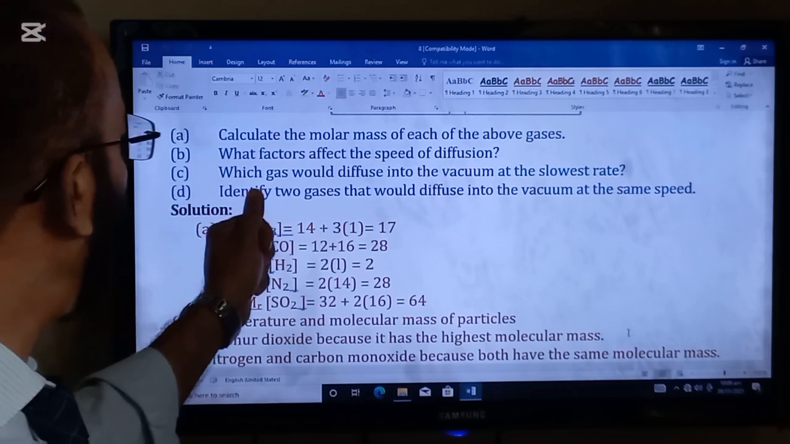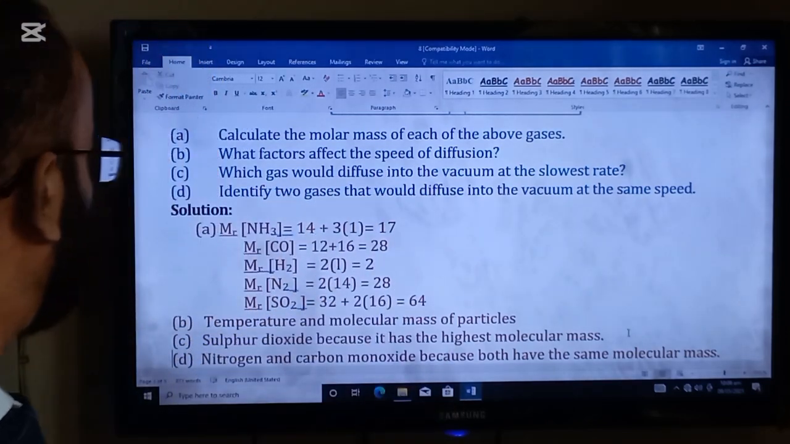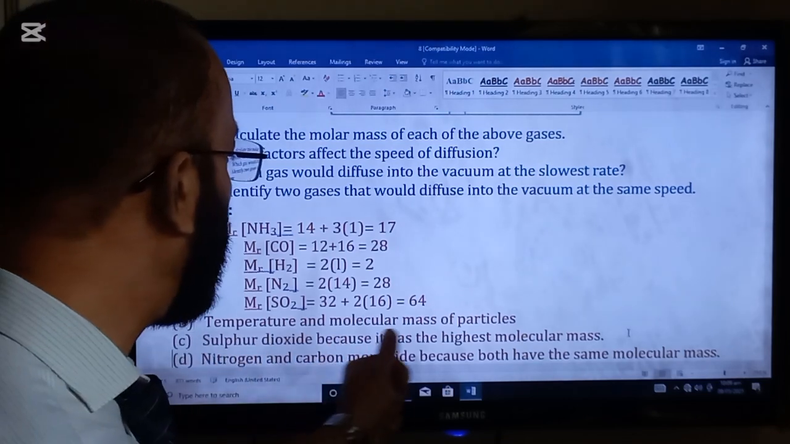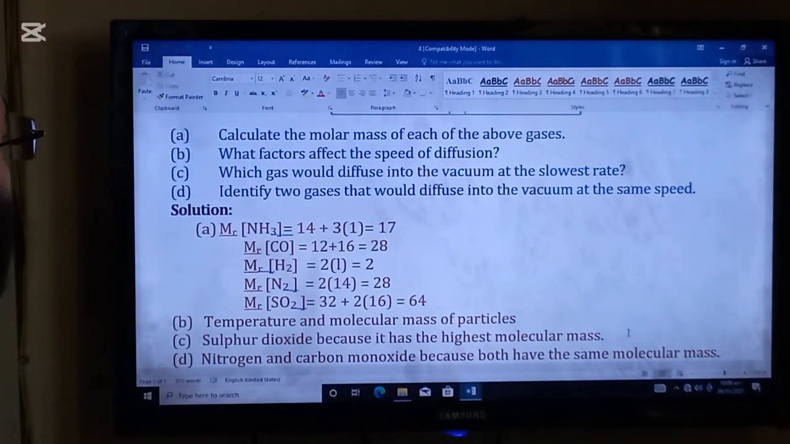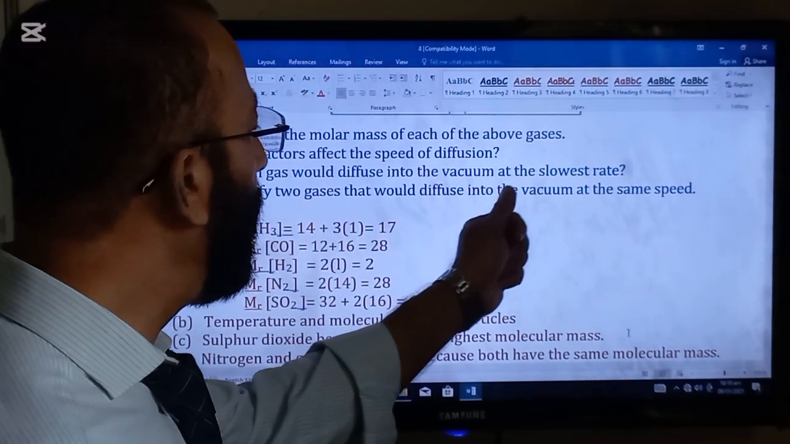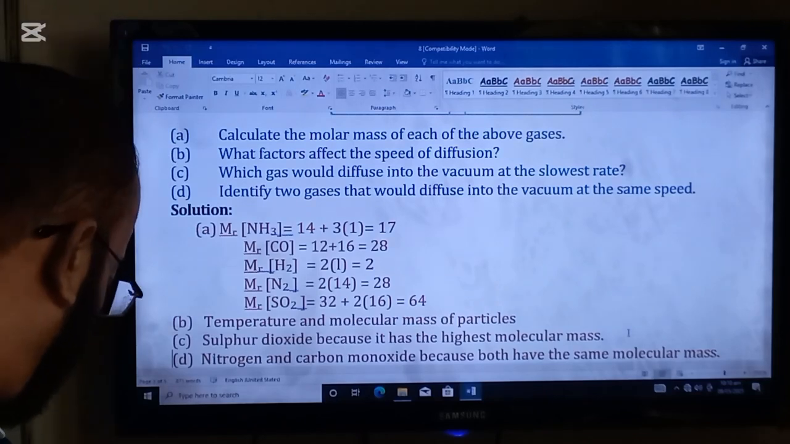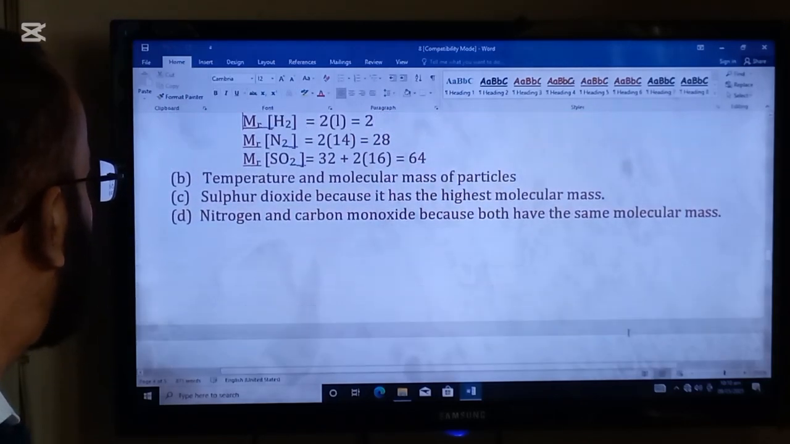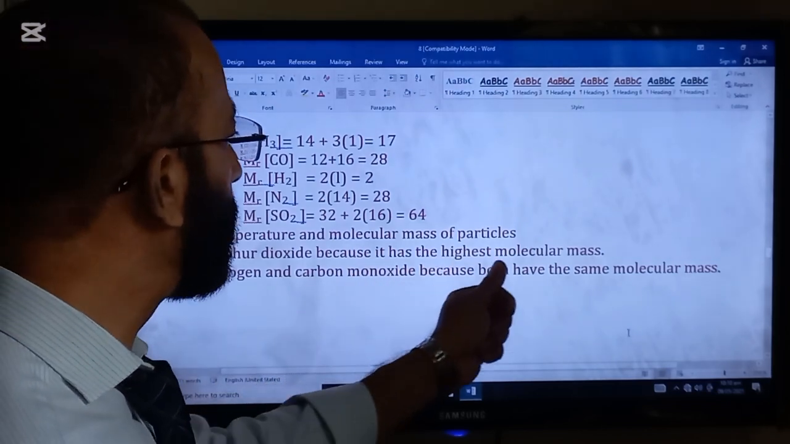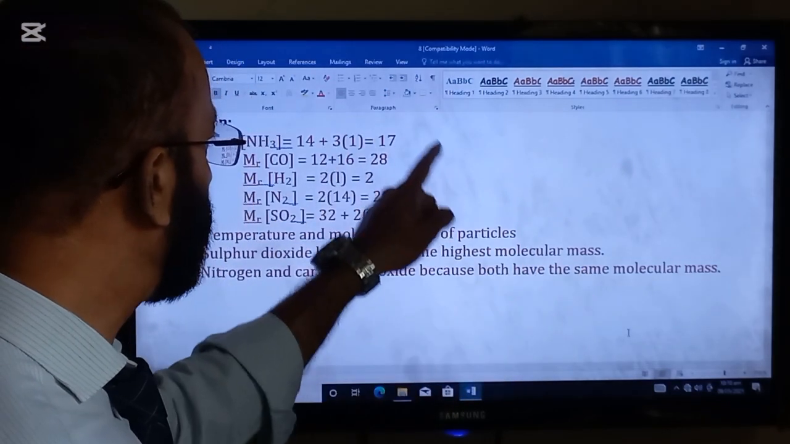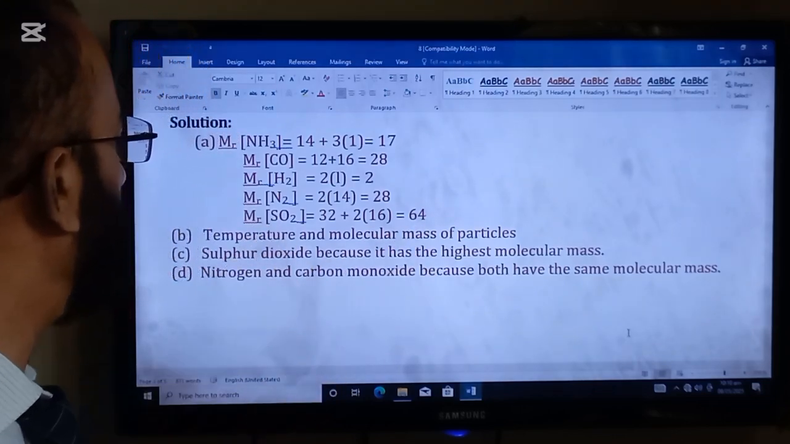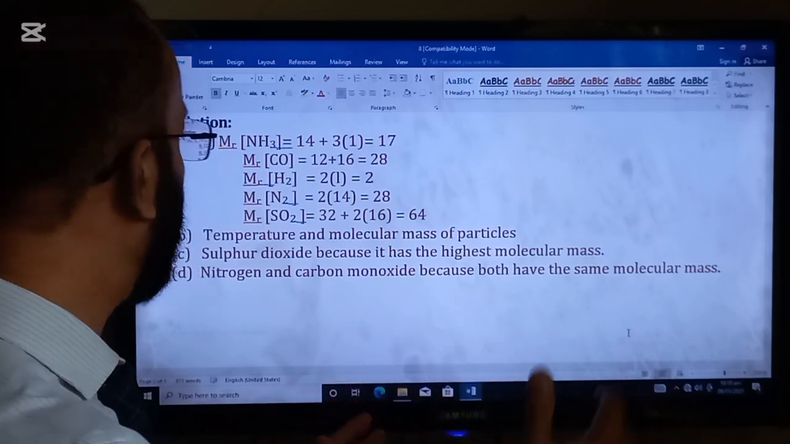B part is what factors affect the speed of the diffusion? So the answer is temperature and molecular mass of the particles. C part, which gas would diffuse into the vacuum at the slowest rate? So the answer is sulfur dioxide, because it has the highest molecular mass. We can see from here 64 is the highest, that is the mass of the sulfur dioxide. So that's why it will diffuse more slowly.